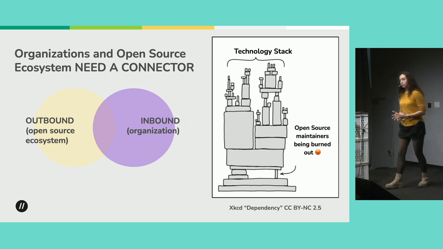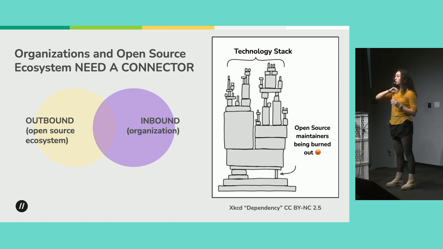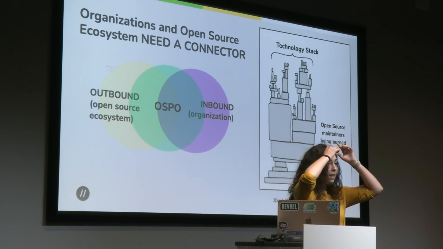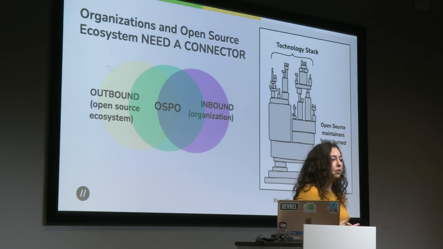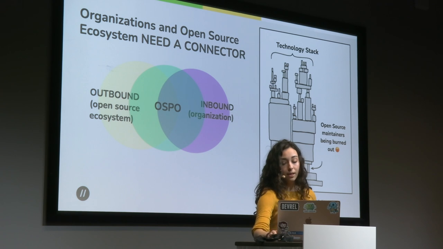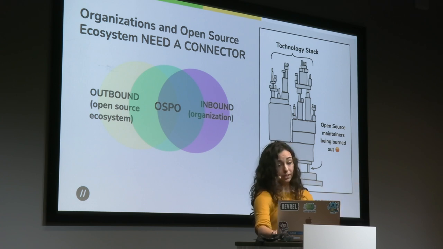So they need a connector. They need something that is able to interact across all units with the organizations and the outbound side, the open source ecosystem. And some organizations are thinking that an OSPO might be one of the ways. I know there is a lot of hype around OSPOs, but to keep it simple, think of it not just as an entity, but more as a vehicle that can take many shapes. You can have it distributed, you can have one person, you can have multiple people working there that act as that connector between the outbound, the open source ecosystem, and the inbound, the organization itself.